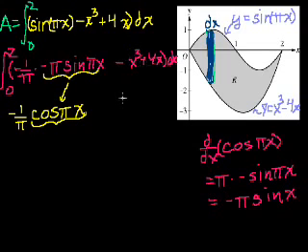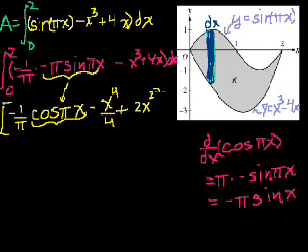And then these are a little bit more straightforward. So minus the antiderivative of x to the third is x to the fourth over 4, plus the antiderivative of this is 4x squared over 2, or you could just view that as 2x squared. And then we're going to evaluate that at 2 and at 0.